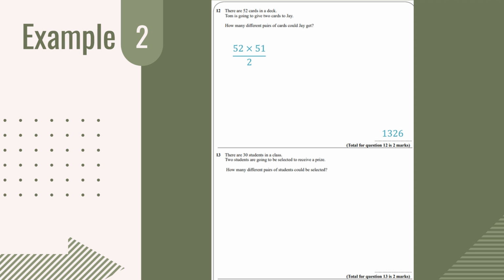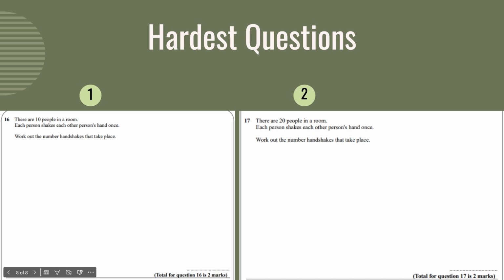Now, in our second question, there are 30 students in a class and 2 students are going to be selected to receive a prize. How many different pairs of students could be selected? Now, once again, as it's different pairs and not overlapping pairs, we're going to divide our answer by 2. So we do 30 times 29 divided by 2, which is the same as 15 times 29, and we get the answer of 435. Here are some of the hardest exam questions for you to have a go at on the product rule for counting. Have a go, pause the video, and unpause when you've done.